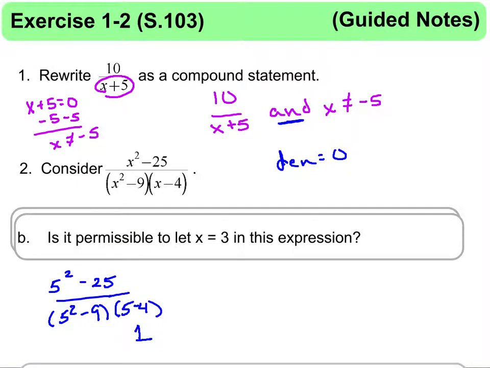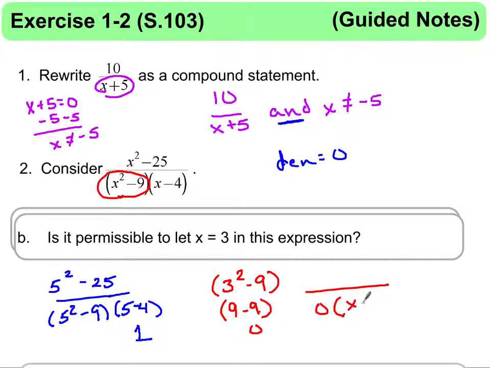Then they ask in part B, is it permissible to let x equal 3 in this particular expression? That's where we're going to run into a problem, because if we look at the x squared minus 9 part and put in 3 squared minus 9, well, 3 squared is 9, and subtracting 9 makes that whole piece in the denominator go to 0. Zero times anything, in this case x minus 4, is going to equal 0. So is it permissible to let x equal negative 3 in this expression? The answer would have to be no.